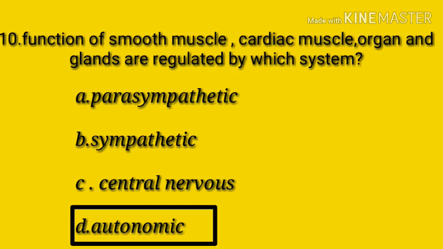The autonomic nervous system controls the involuntary actions of our body. It can be divided into the sympathetic and parasympathetic nervous systems. So the involuntary actions like function of glands, cardiac and smooth muscles are regulated by this autonomic nervous system.